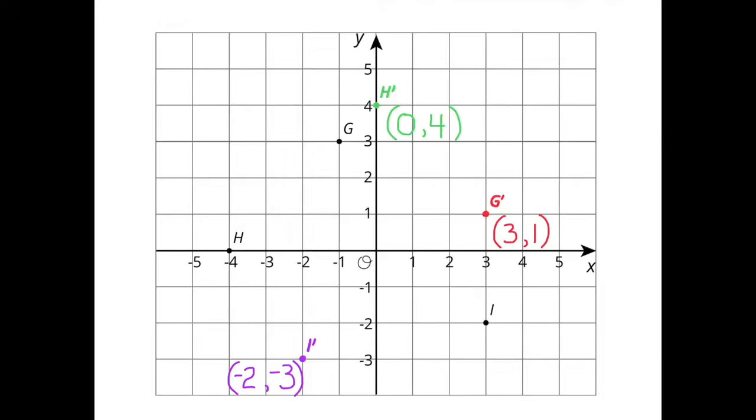After the rotation, the coordinates for G' are 3 and 1. And after the rotation of H, the H' coordinates are 0 and 4. And after the rotation of I, the I' coordinates are -2 and -3.